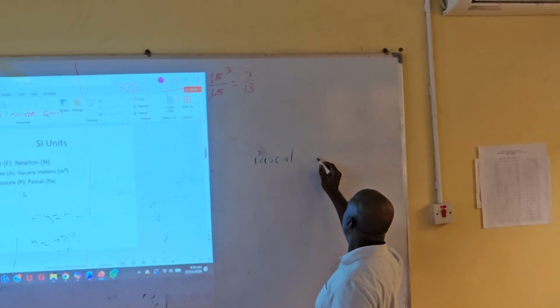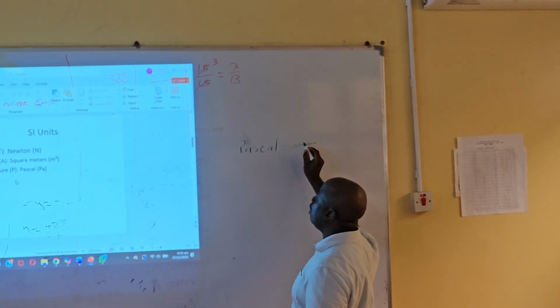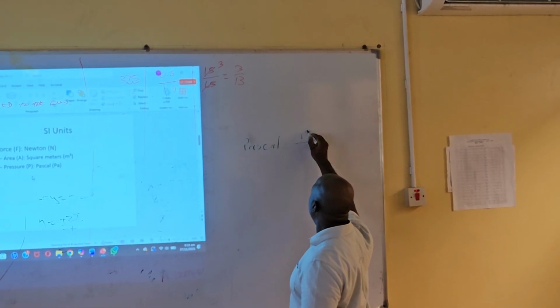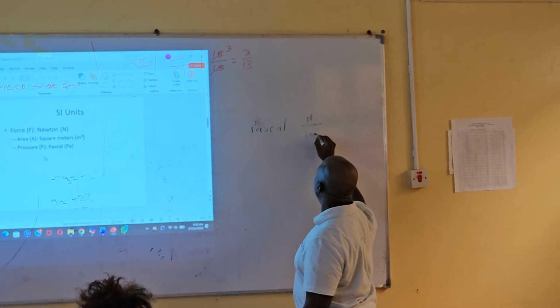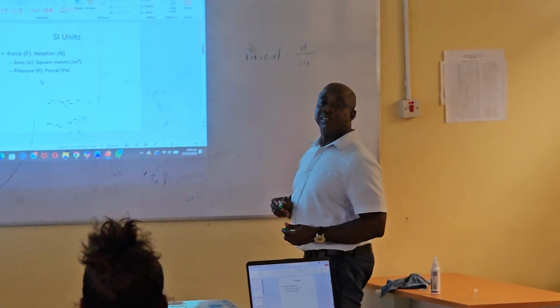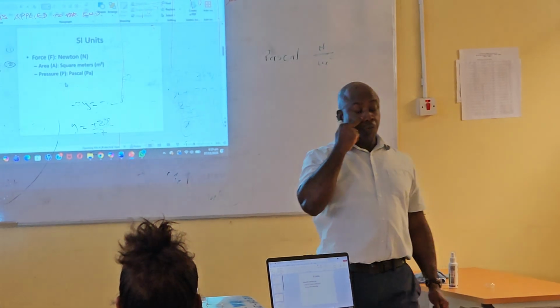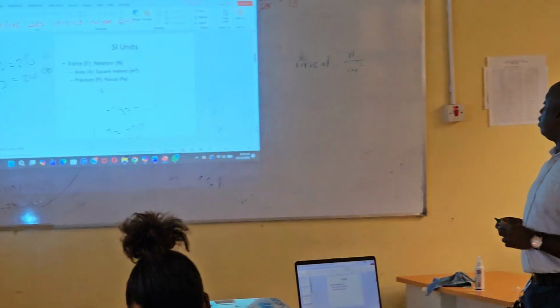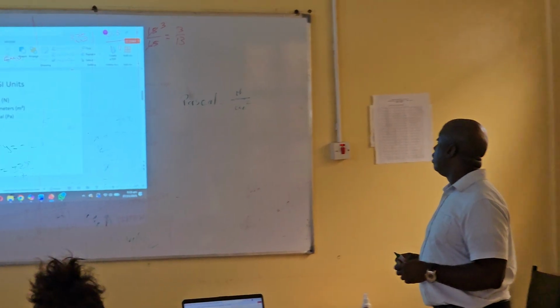One Pascal is the same as what? One newton over meter squared. So 1 newton divided by meter squared is equal to 1 Pascal.